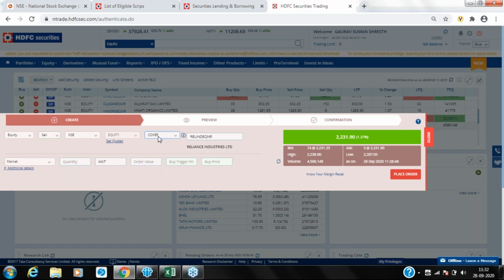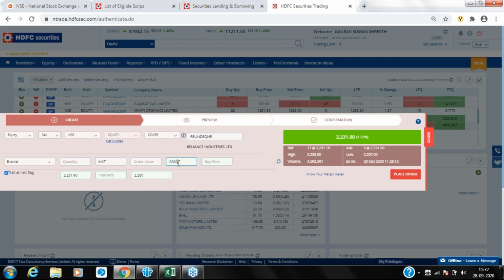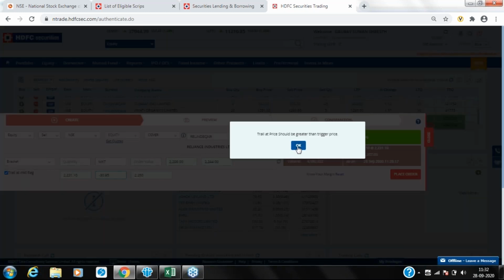Now we have to select a product as cover because we want to keep a target as well as a stop loss. So I will select a product as cover. Then I will select bracket. Once I have done that, a book profit option will open up. I can keep a target of 2260. Stop loss, I want to put it at 2200 level. So I have only entered a target and the stop loss, and I can click outside the box.